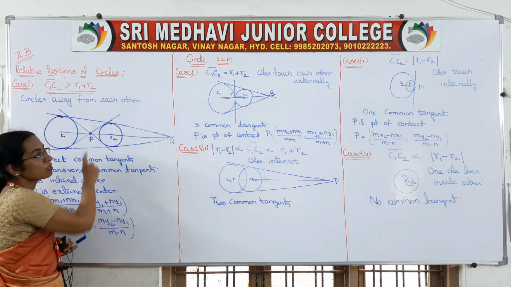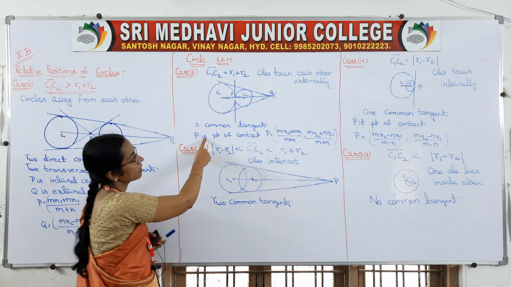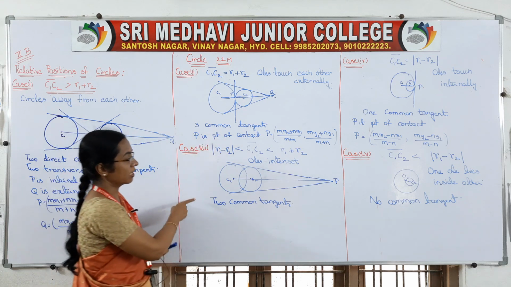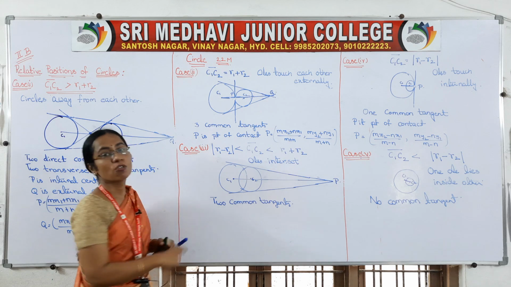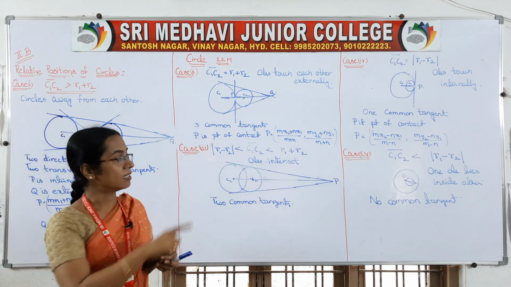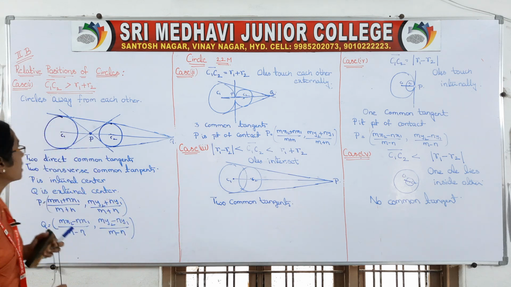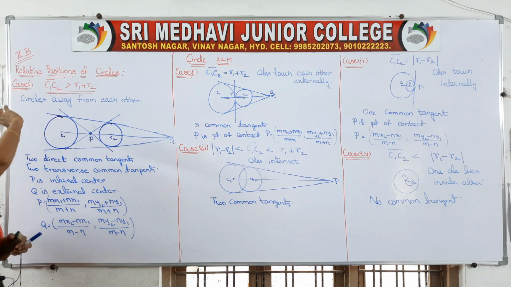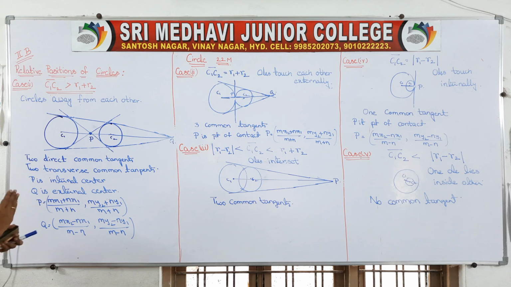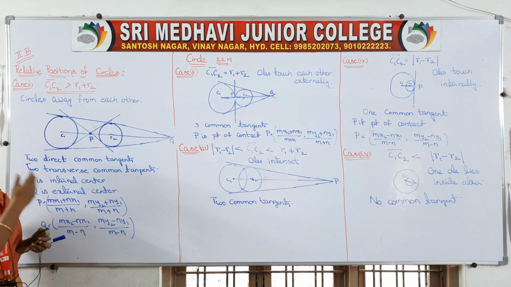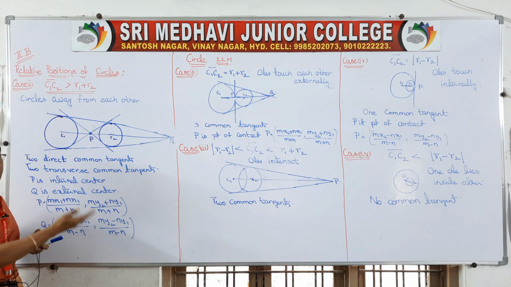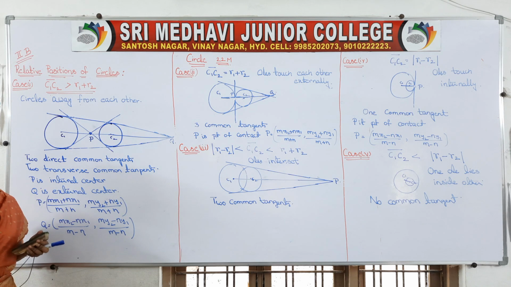So for the first case, 4 common tangents. For the second case, 3 common tangents. For case 3, 2 common tangents. For the fourth, 1 common tangent, and for the fifth, no common tangents. So this is the discussion regarding the relative positions of circles: whether they are away, touch externally, internally, intersect, or one lies inside the other. After that, how many tangents exist in that case.